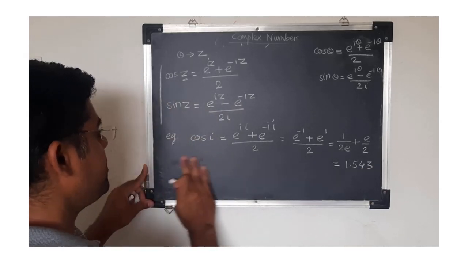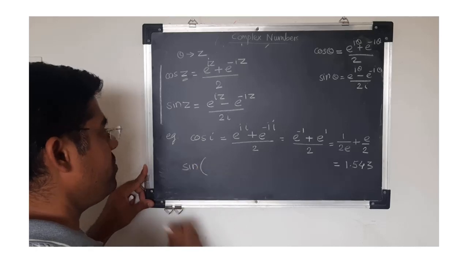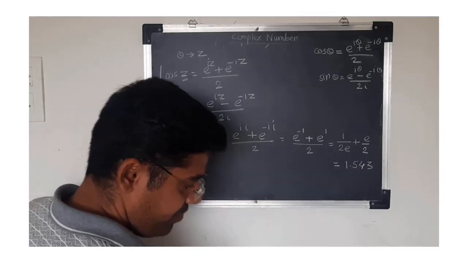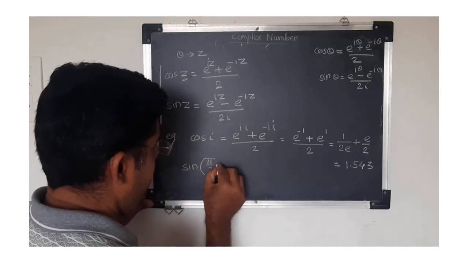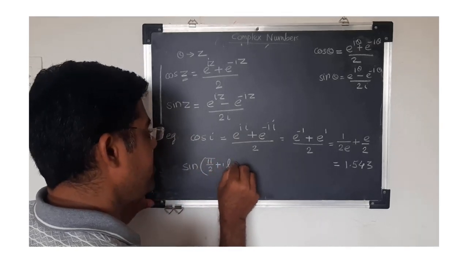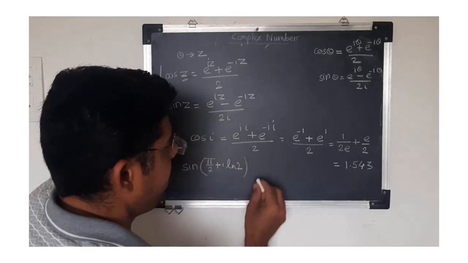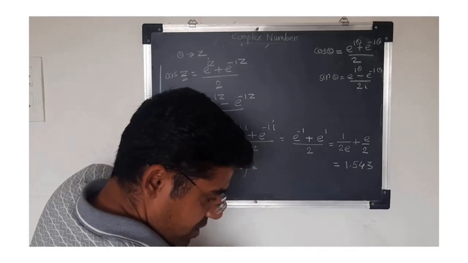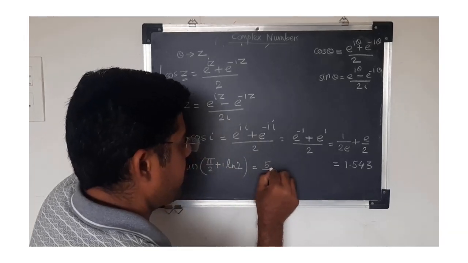And suppose you take a value of sine. Suppose the problem is pi by 2 plus i times ln of 2. This number you have taken. So in that case you will get the answer pi by 4.